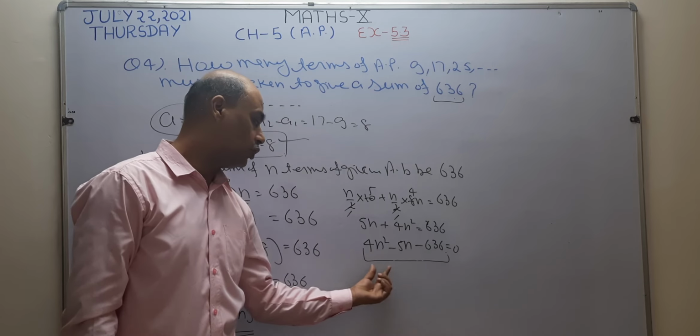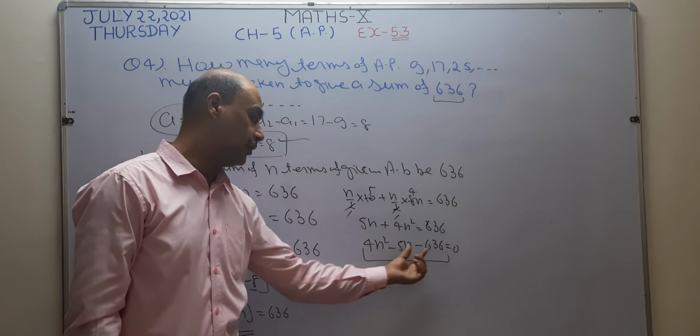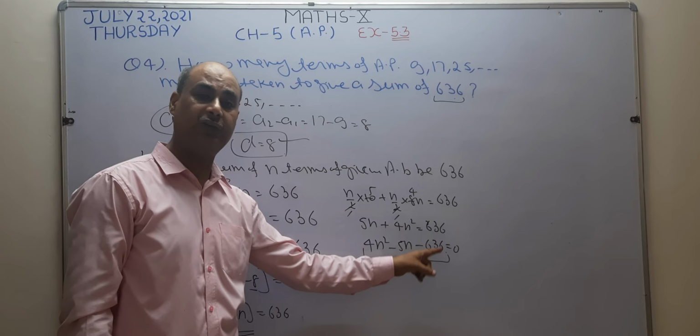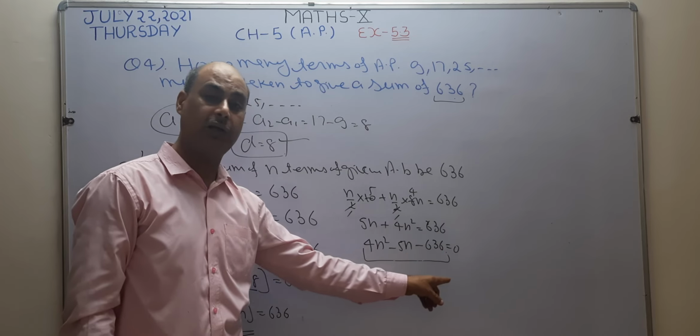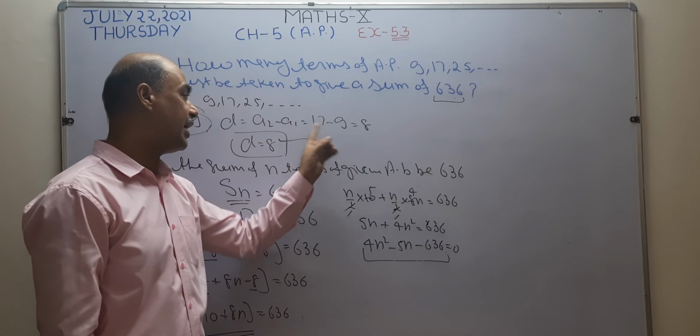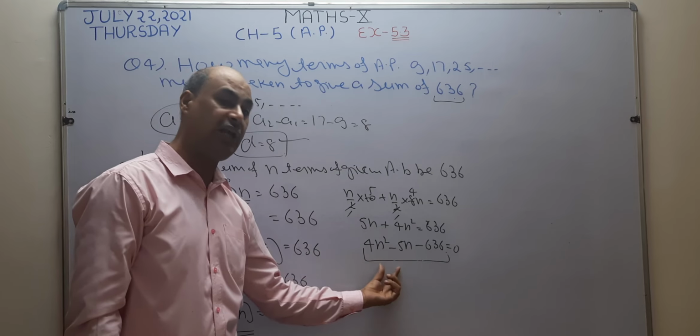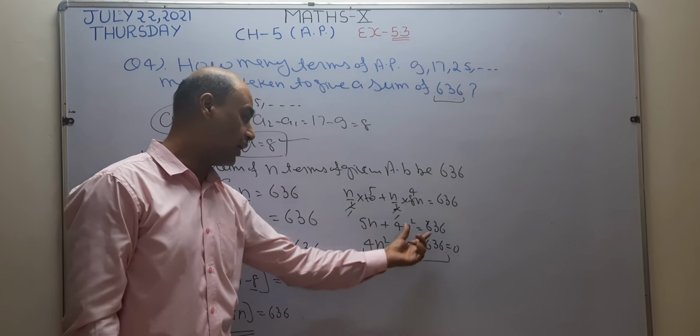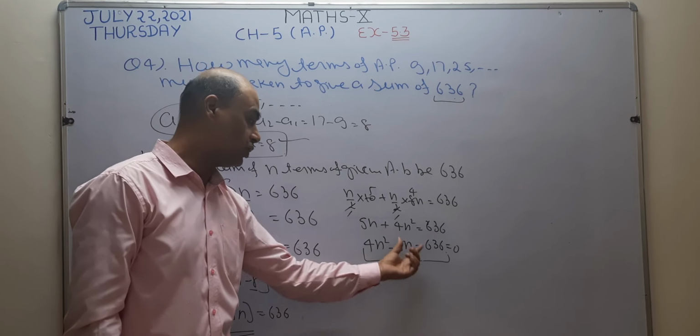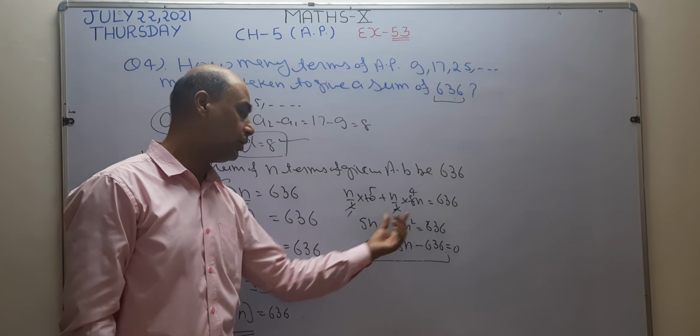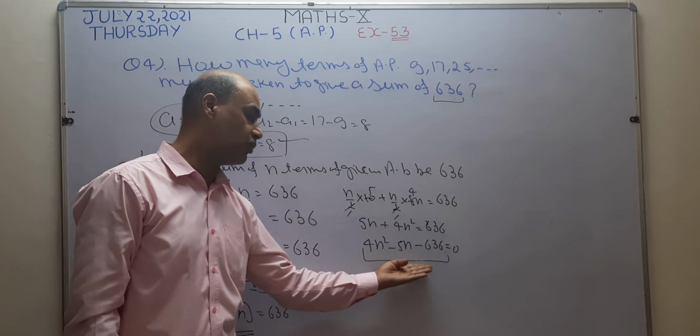When you solve, you get two values of n. Two values are there. One of them is negative. So you have to leave the negative value because the number of terms cannot be negative. So you have to take only the positive value. Okay? Now try to solve this question by using the quadratic formula or by splitting the middle term. You have to solve this quadratic equation.